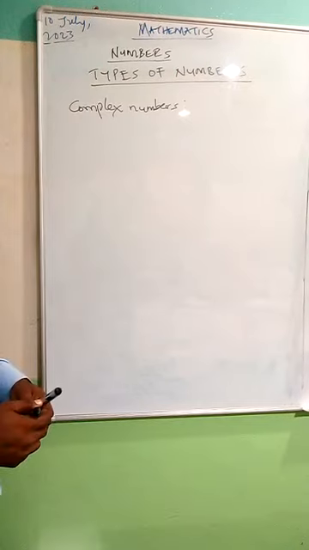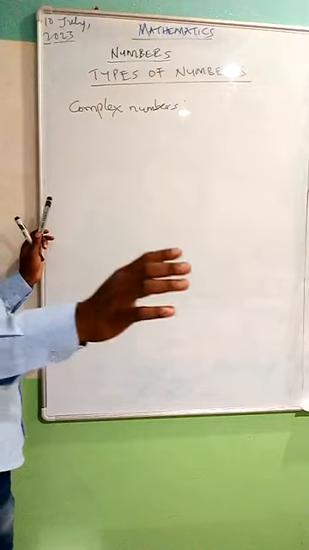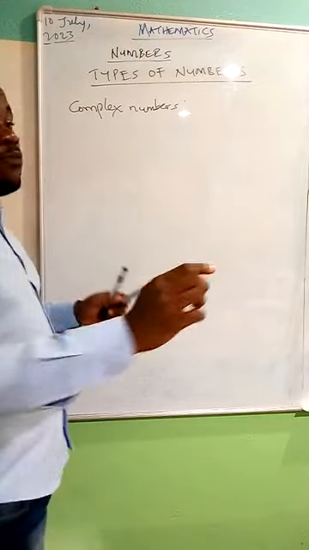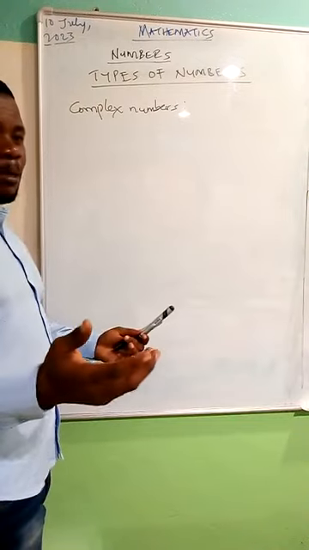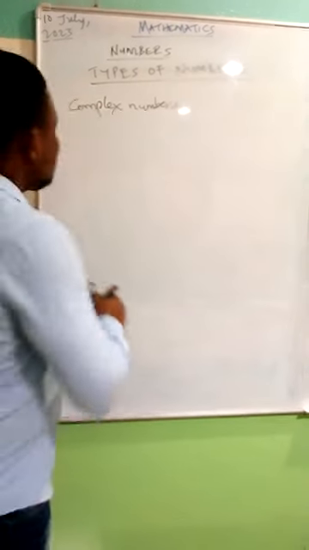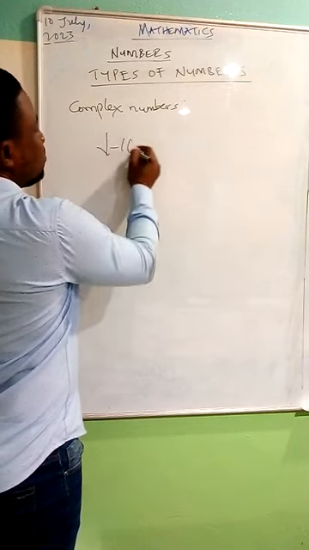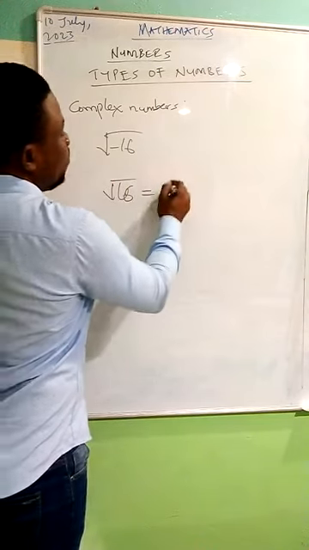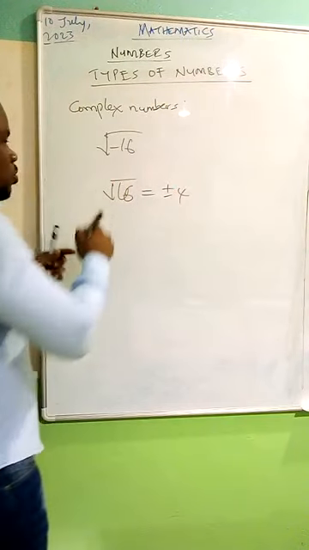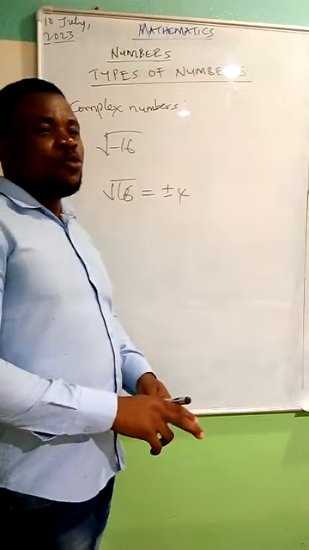Is that right? Okay. For complex numbers, right? I'll just give you like three examples. Even your calculator will not be able to decipher the number, will not be able to make sense out of the number. The square root of all negative numbers. We know that the square root of 16 is plus or minus 4, right? But the square root of -16, your calculator can never give you the answer. Try and see.